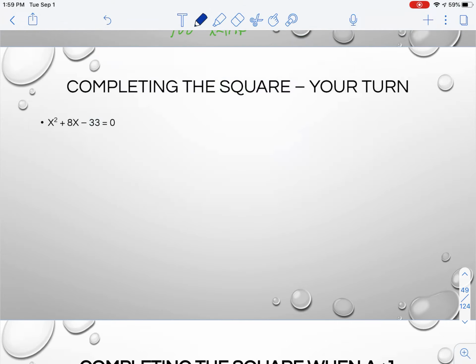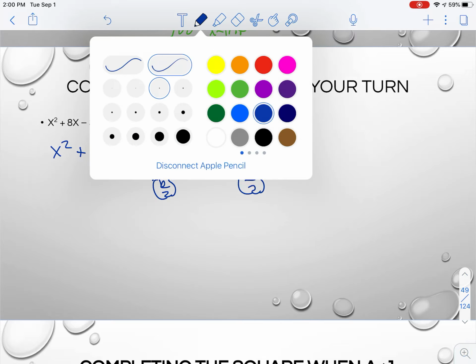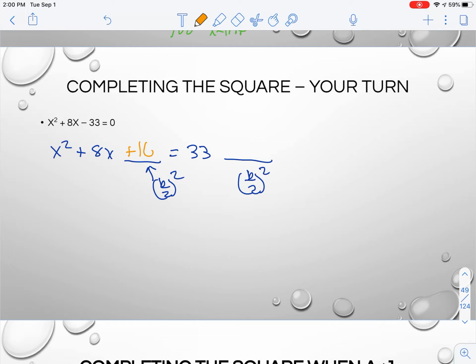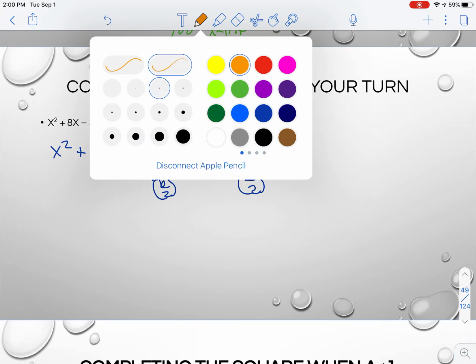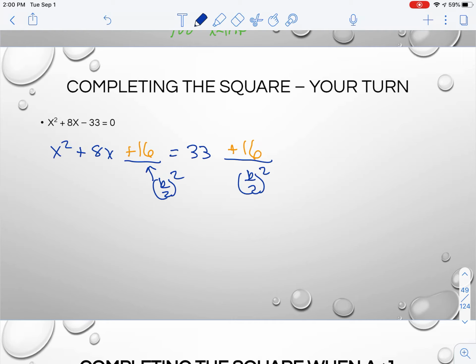I'm going to add 33 to both sides to get my C term over there. Fill this in with my b divided by 2 squared, on both sides. 8 divided by 2 is 4. 4 squared is 16. Now my perfect square is just x and then b divided by 2, which is positive 4. So that term is always just b divided by 2. And then the sum of 33 and 16 is 49.